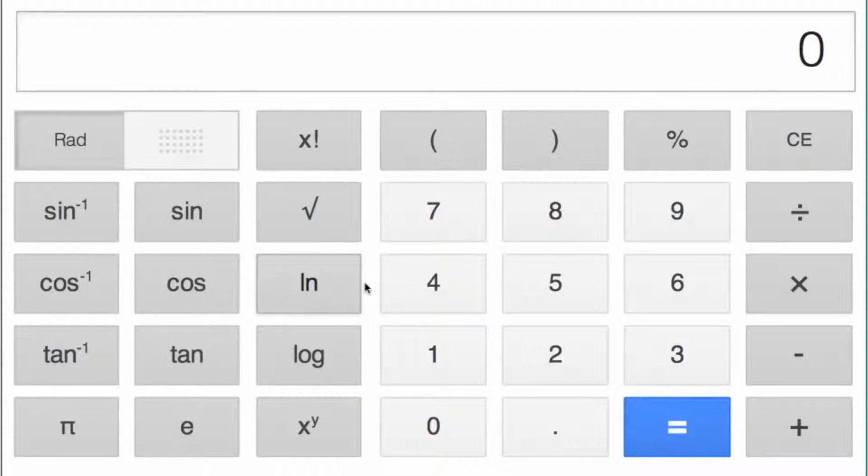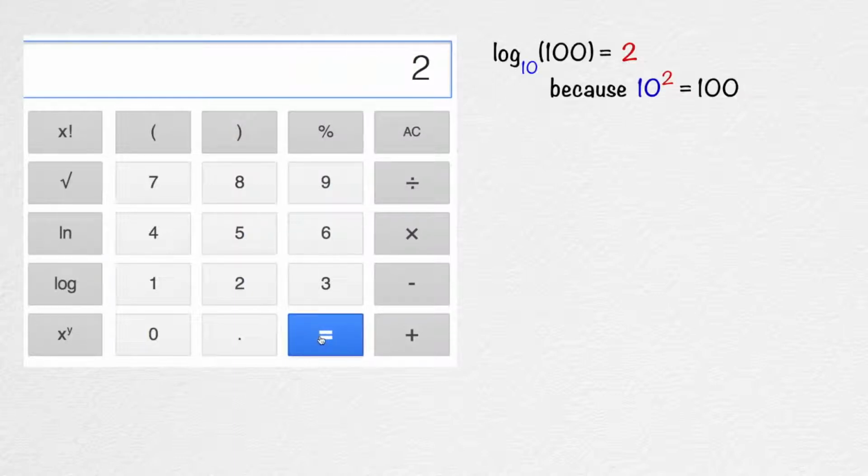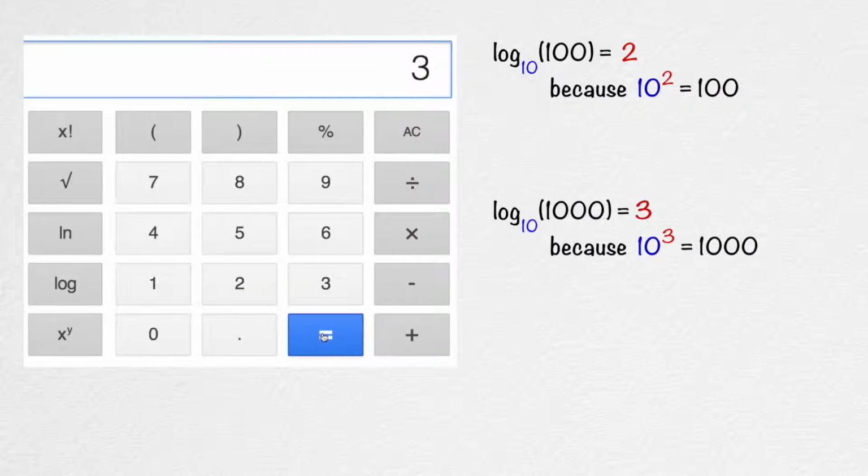Unsurprisingly, it's just log. If we had to work out, for example, log of 100, we just type in log of 100, brackets, equals, and we get 2. Brilliant, that's correct. So what would the log of 1,000 be? Log 1,000, brackets, equals 3. Excellent, that's correct.